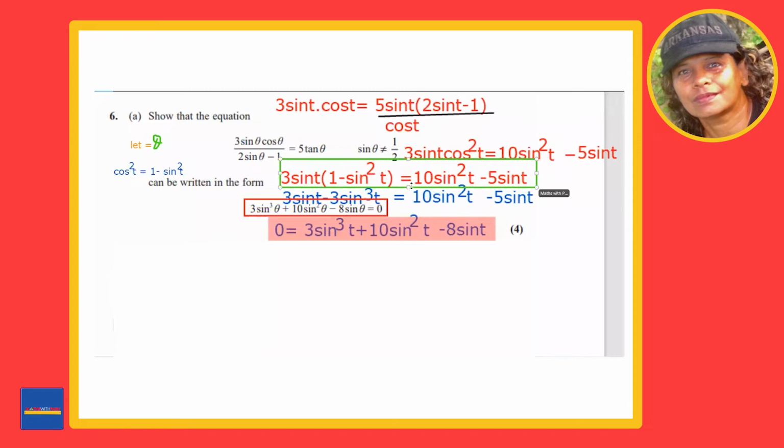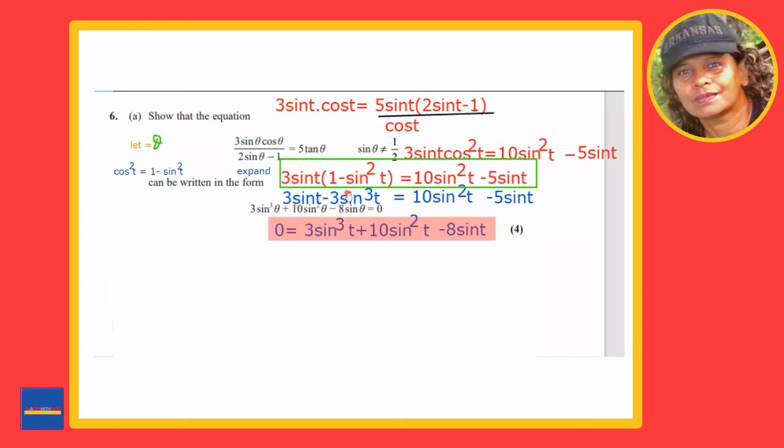Now what I'm going to do is expand this bracket that I have on the left-hand side. So when I expand it, what do I have? 3 times sine t is 3 sine t. Then, let me bring the spotlight to help you. 3 sine t into minus sine squared t is minus 3 sine cubed t. And the right-hand side remains the same.